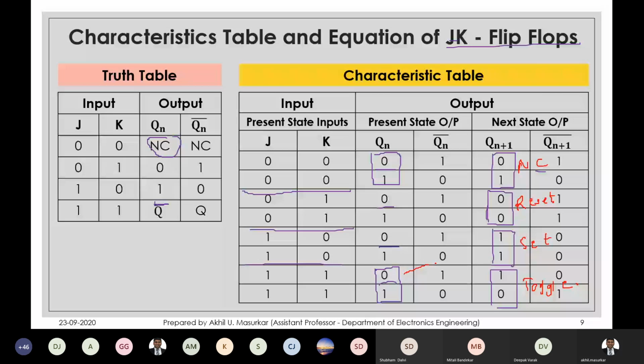Once you copy the truth table and characteristic table, write AP and CP done. Now what is different as compared to SR? That forbidden state has gone. Now we are having a toggle condition there.